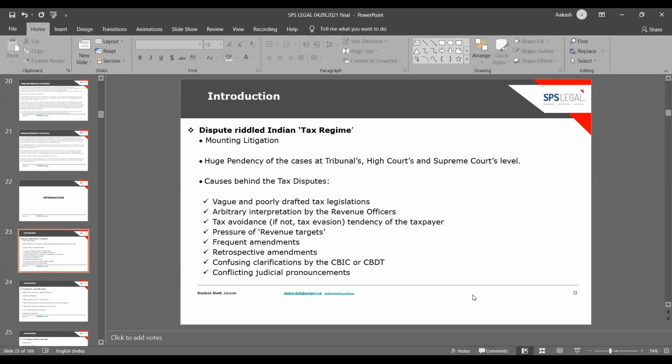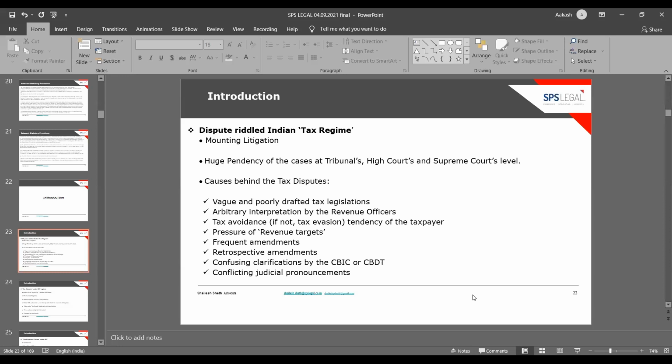In indirect tax, the position is much more serious, with thousands of appeals still languishing for final hearing in the various benches of the tribunal across the country, covering customs, excise, and service tax. The causes behind the tax disputes need not be unknown. We may not be unfamiliar with that. We all know the reasons. The first and foremost is vague and poorly drafted tax legislation. And as Voltaire has famously said, poorly drafted laws are the worst sort of tyranny.